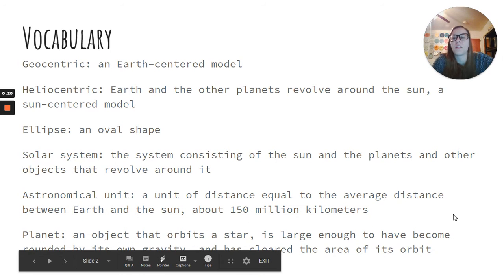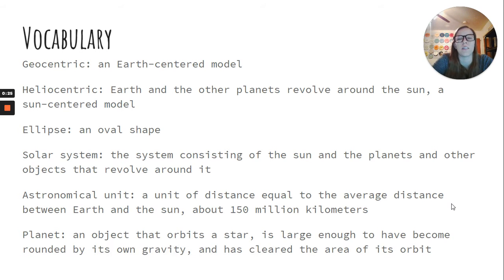Okay, there we go. So geocentric is an Earth-centered model. Heliocentric is Earth and the other planets revolve around the sun, or a sun-centered model. An ellipse, remember, is the shape of what the planets move around the sun. That's an oval shape. The solar system, the system consisting of the sun and the planets and other objects that revolve around it. An astronomical unit is a unit of distance equal to the average distance between Earth and the sun, which is about 150 million kilometers.